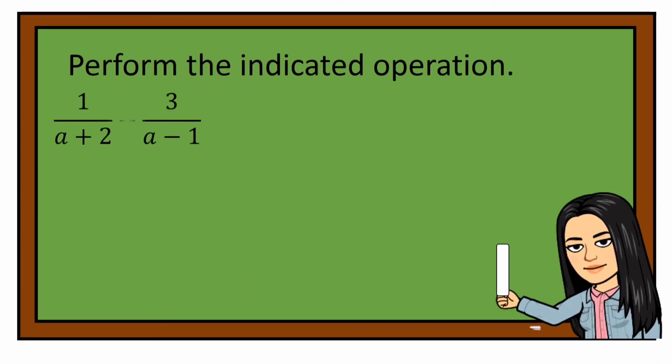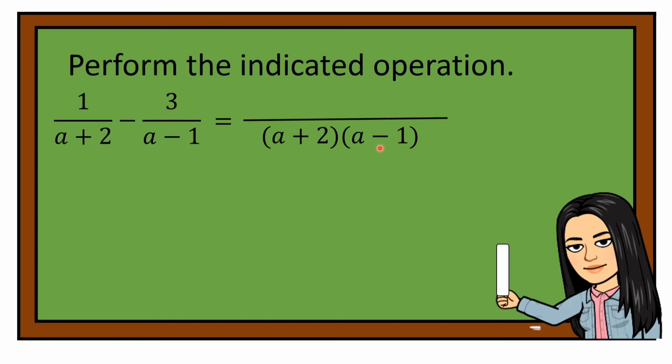Another example, 1 over a plus 2 minus 3 over a minus 1. As you can see in our example, the denominators are both binomials. So how are we going to get the LCD? We have to consider both denominators. So our LCD is a plus 2 times the quantity a minus 1.